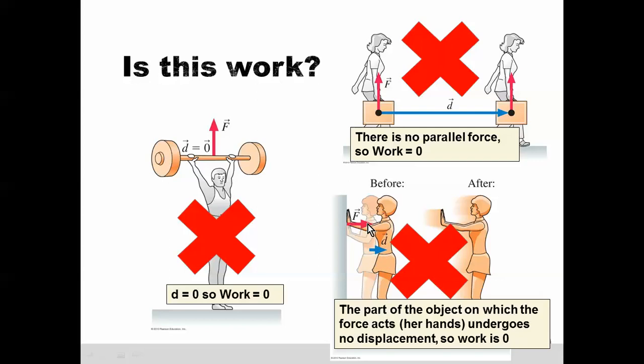Now eventually her hands will move because her body will pull the hands. But it's not the wall that's pushing her hands. The wall cannot do work on her because the wall is not moving. So there is no work done for the ice skater either.